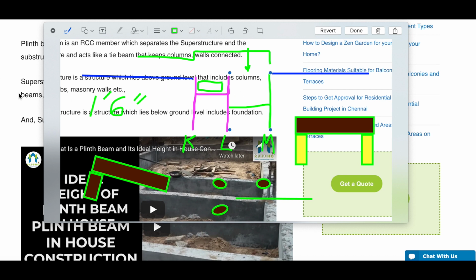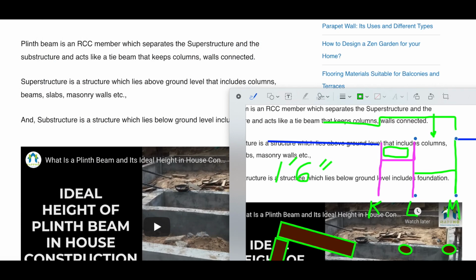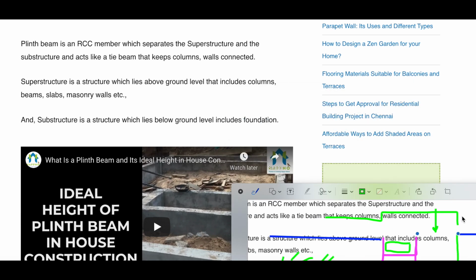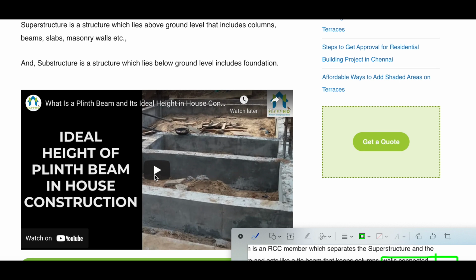Now let's get back to the video I wanted to get to. Let's move this off to the side, and let's see what this guy says about plinth beam. He's got it on the ground, a grade beam. They're just about the same in their intent. Let's see. Yes, you've got to get used to the accent.